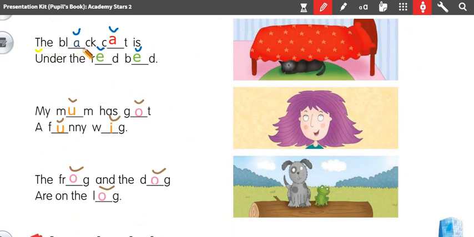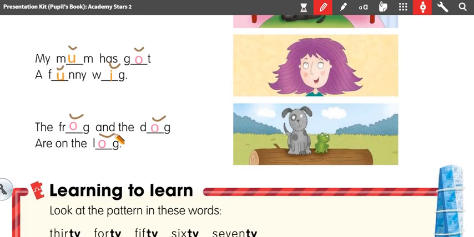The black cat is under the red bed. My mom has got a funny wig. The frog and the dog are on the log.